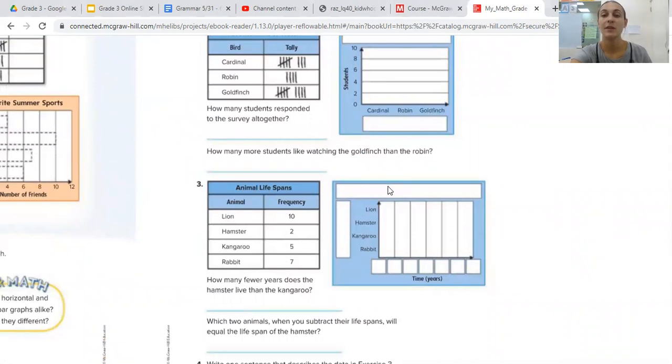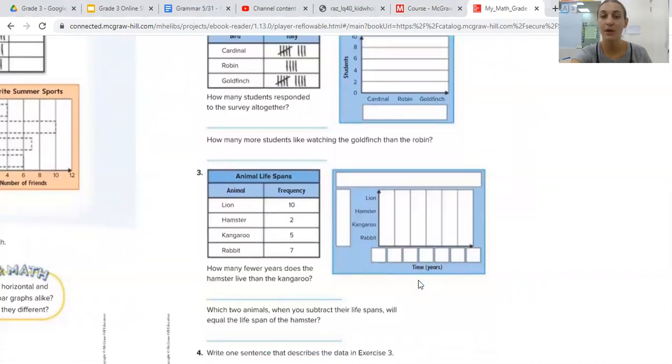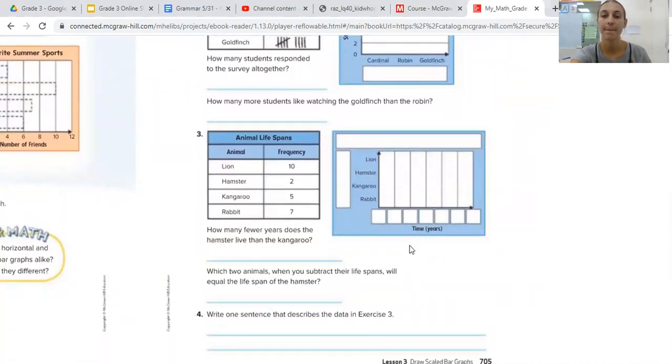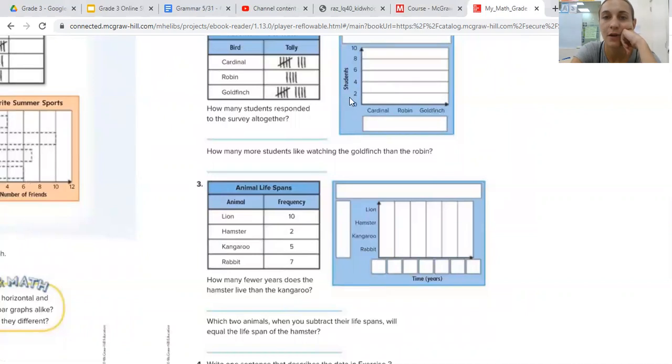It's about the same amount. So you need the title. You need to tell what these are. What is a rabbit, kangaroo, hamster, lion? What's the category here? Then you are going to put the time in years. So you're going to scale this to 2 as well. So if you notice in this one, 0 is always at the corner there. So I will tell you, this is going to be 0. This is going to be 2, and you can fill in the rest. Count by 2. Then you need to fill in your bar graph.